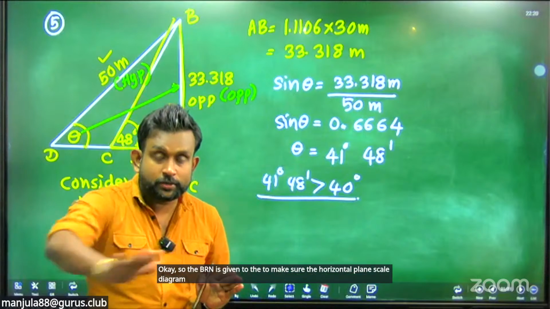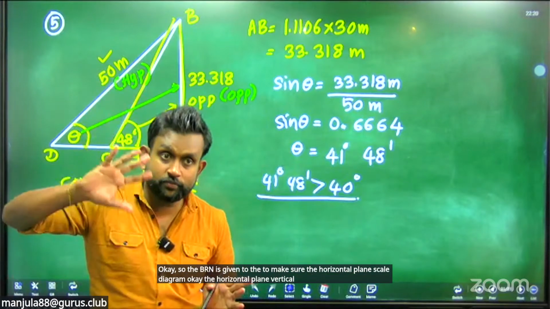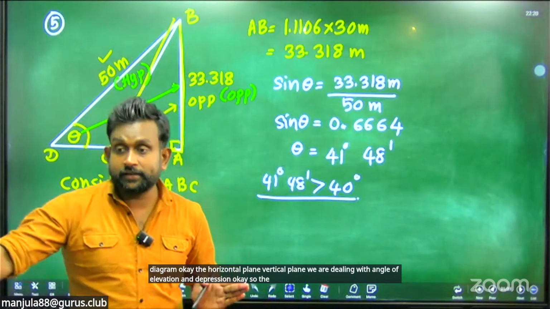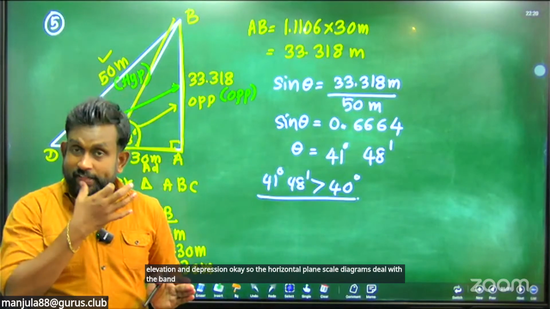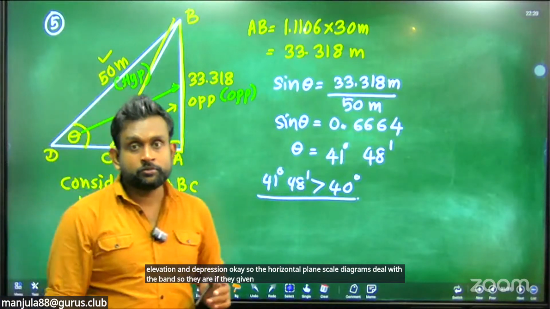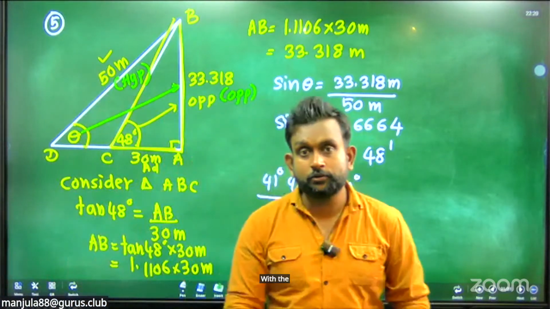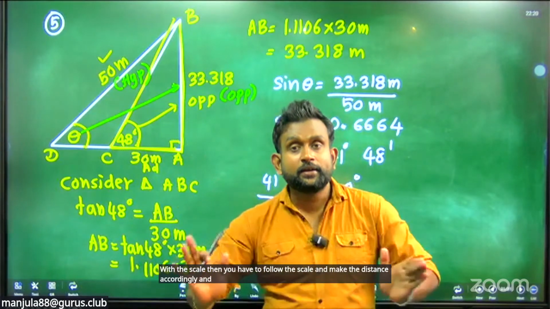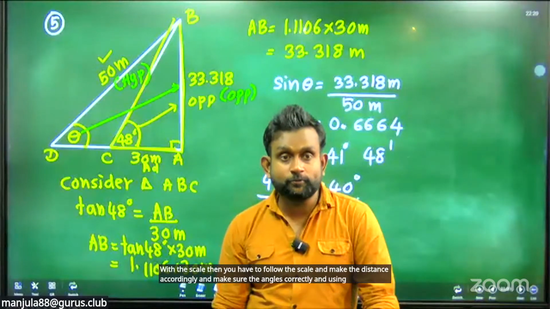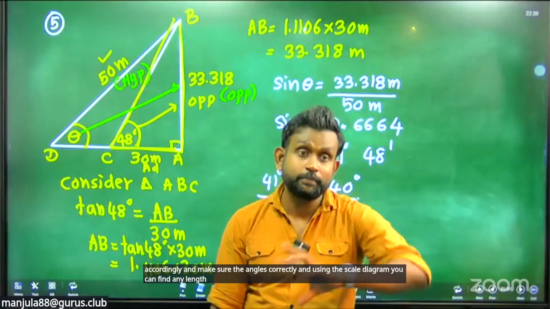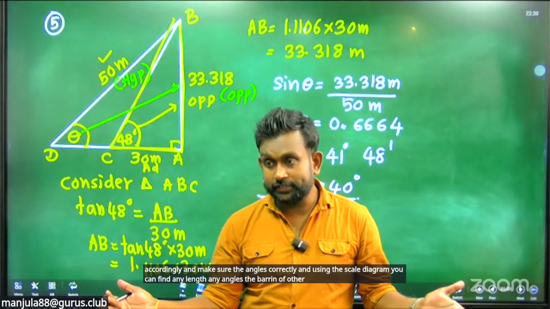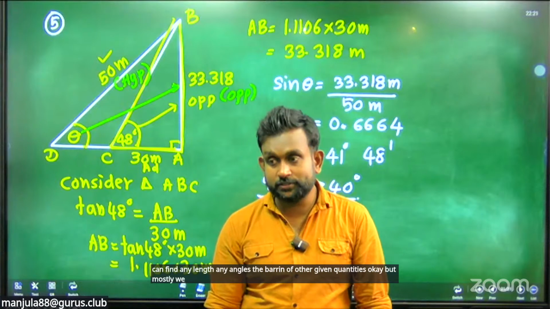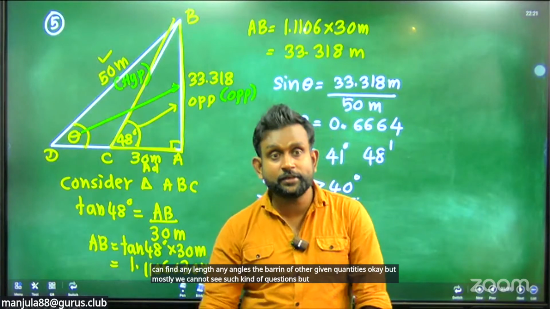In the vertical plane, we are dealing with angles of elevation and depression. The horizontal plane scale diagrams deal with the bearing. If they give a scale diagram with the scale, then you have to follow the scale and make the distances accordingly and measure the angles correctly. Using the scale diagram, you can find any length, any angles, the bearing or other given quantities. Mostly we cannot see such questions, but some years it is given.